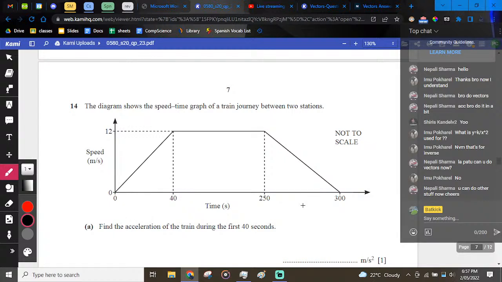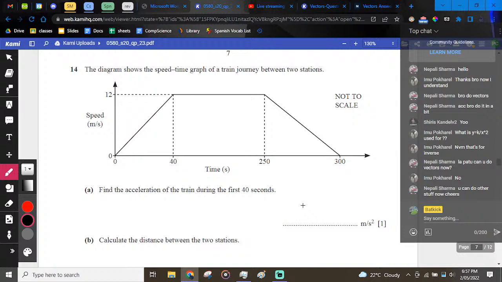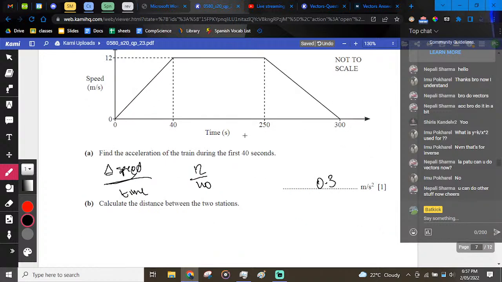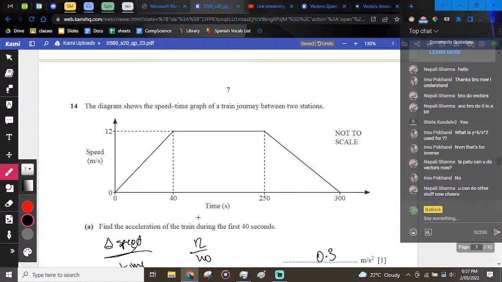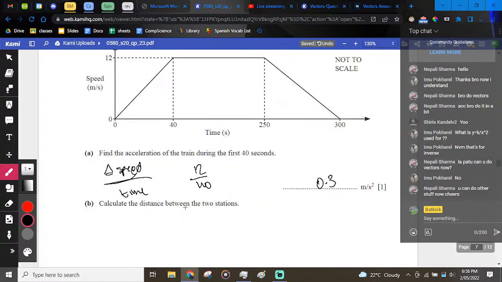Fantastic. It's a speed time graph. Acceleration of the train, change in speed over time, 12 over 40, you see. Okay, 0.3. Calculate the distance between two stations. That means distance traveled throughout, because the train is traveling between two stations. From here to here, that's its entire journey. Distance of the entire journey.